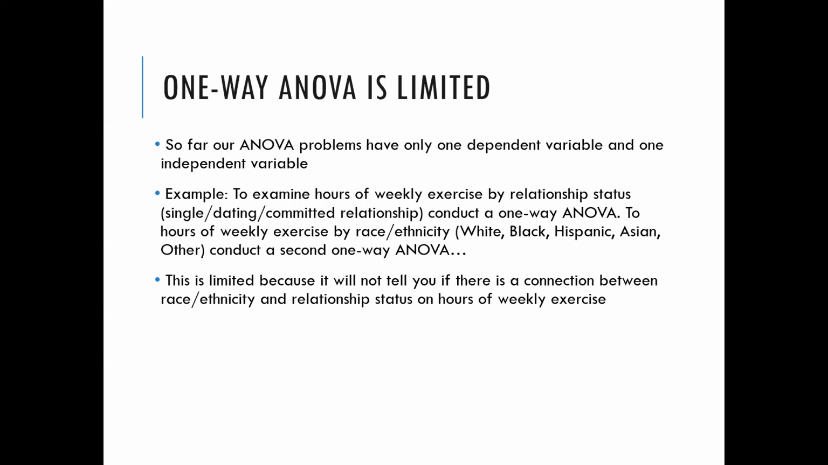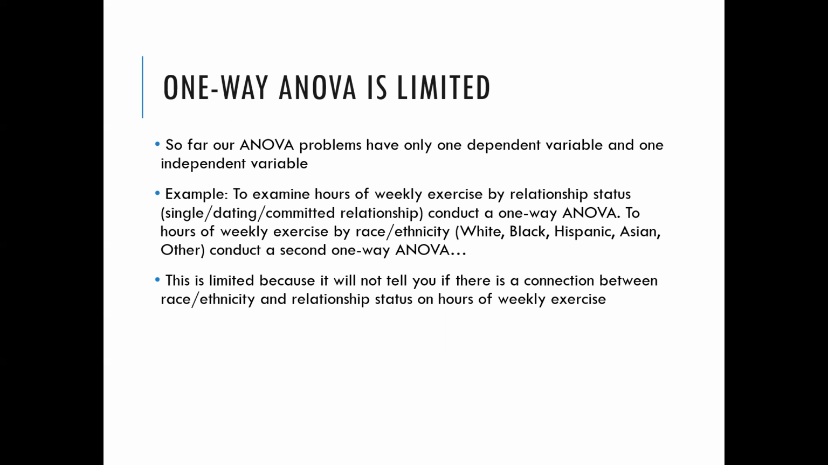One-way ANOVA, however, is limited. So far, our ANOVA problems have only one dependent variable. In our previous example, it was BMI, and we have one independent variable. So for example, what if we wanted to examine hours of weekly exercise by relationship status and race and ethnicity? If we wanted to look at the hours of weekly exercise by relationship status, and let's say we have 3 levels here, single, dating, and committed relationship, we would conduct a one-way ANOVA.